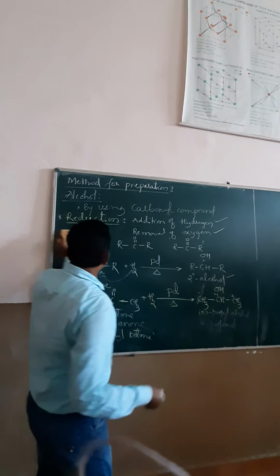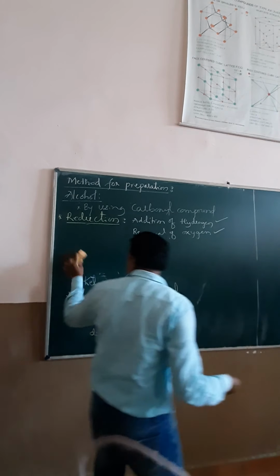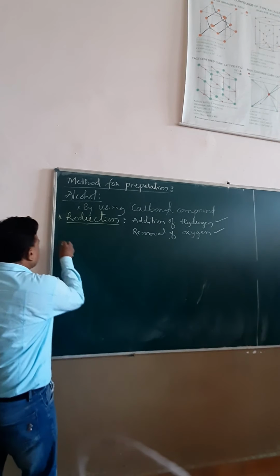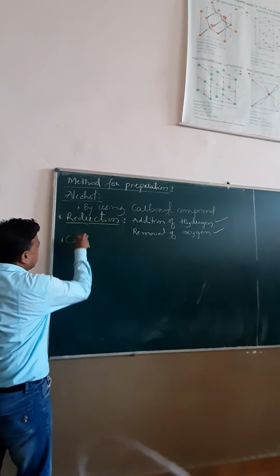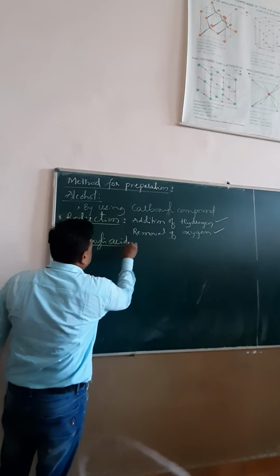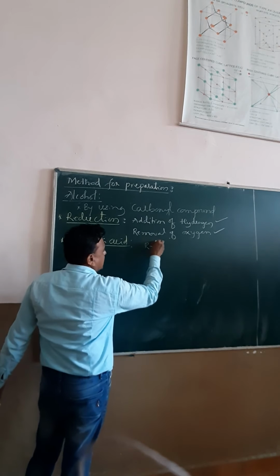And then we have a third carbonyl compound. It's very important for your competitive exam, friends. That compound is carboxylic acid. Everyone knows the general formula of carboxylic acid is RCOOH.